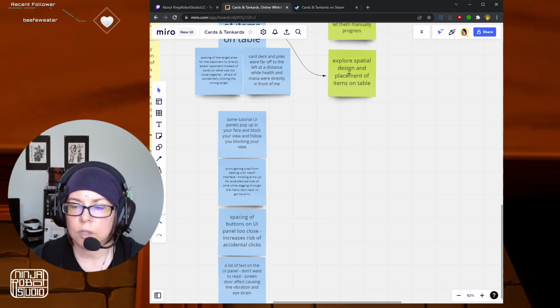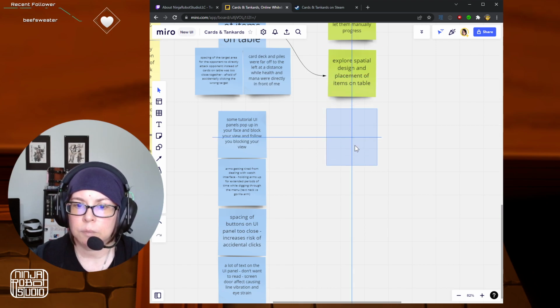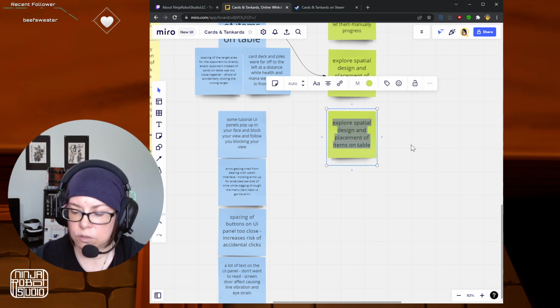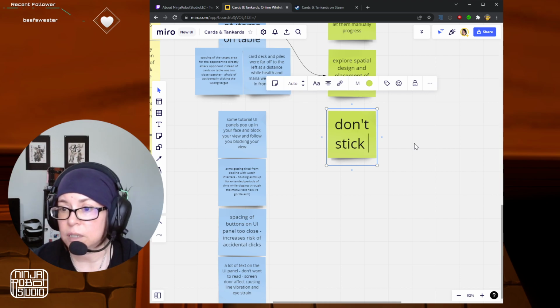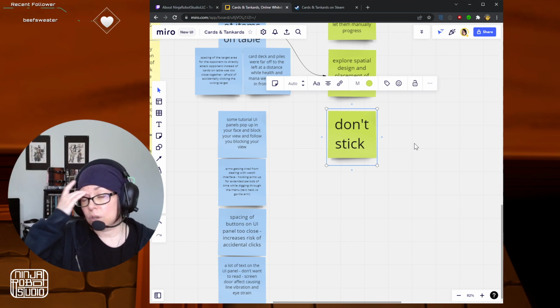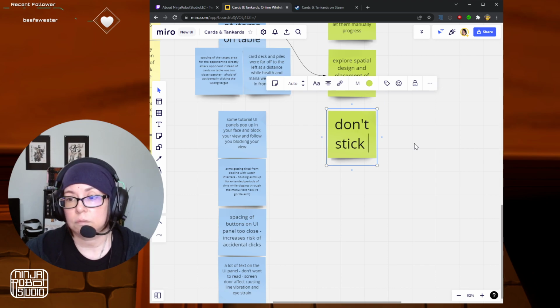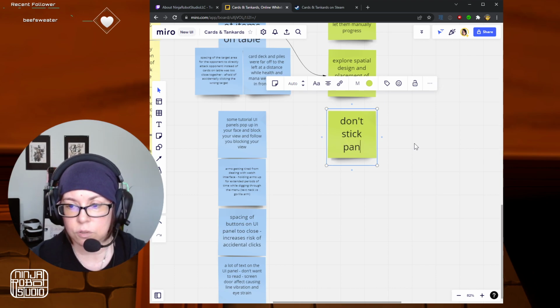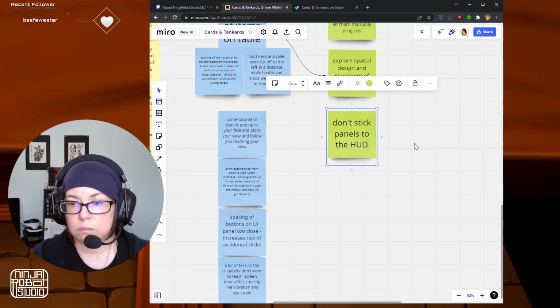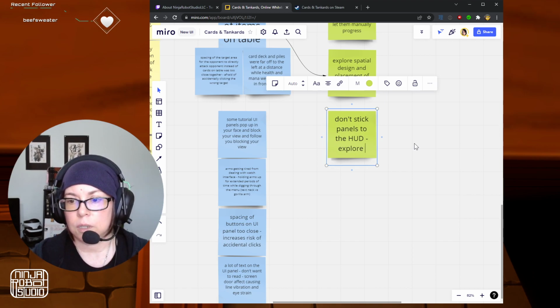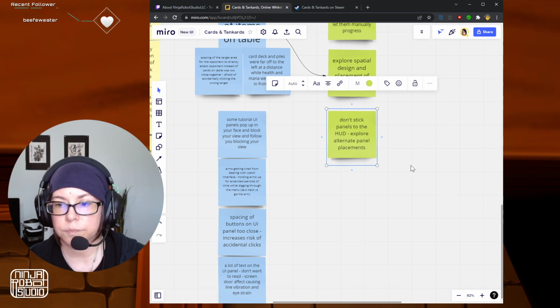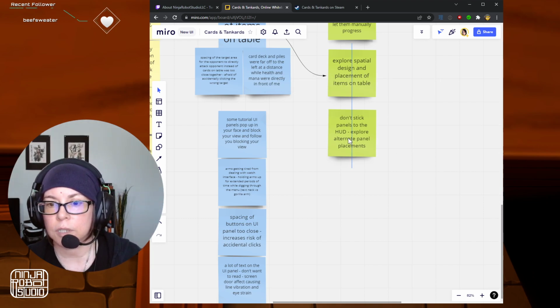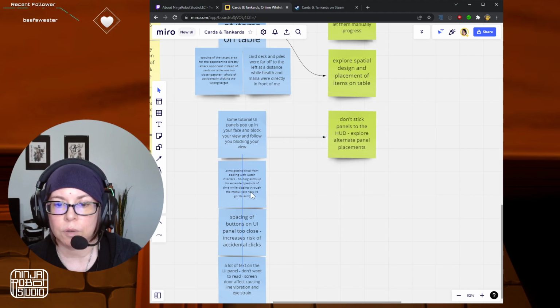Okay, and then some tutorial UI panels pop up in your face. Some of these things are just best practices, and if it's a best practice, you can go ahead and say, don't do that. Don't stick panels to the HUD. Explore alternative panel placement. So this is the next step on that. It's not solutioning, but it is saying, this is what we need to do next.